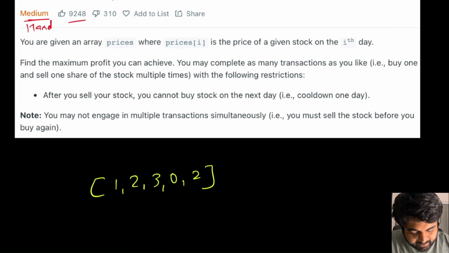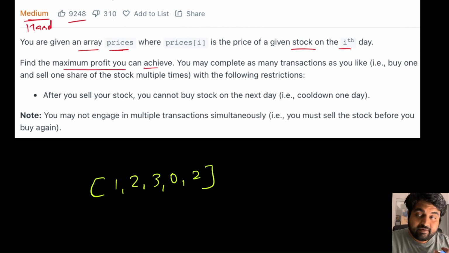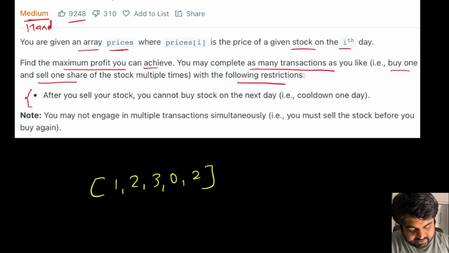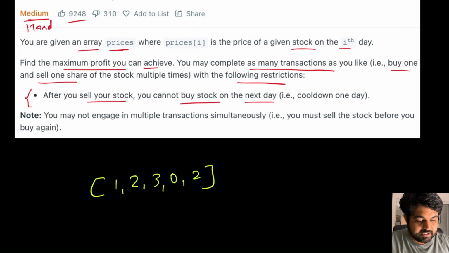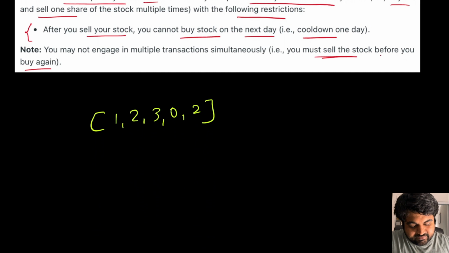We are given an array called prices that represents the price of any particular stock on any given ith day. Now we need to find the maximum profit that we can achieve, and we have the luxury to complete as many transactions as we like. The only restriction is that after we sell our stock we cannot buy the stock on the very next day, which means we'll have to cool down for one day. Now let's try to understand this with an example.